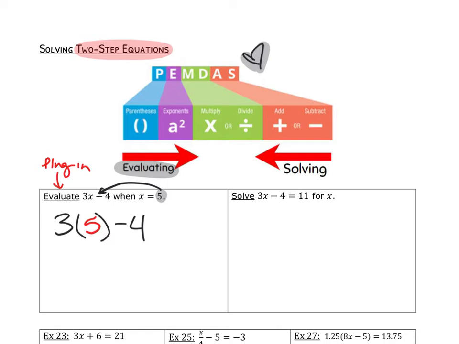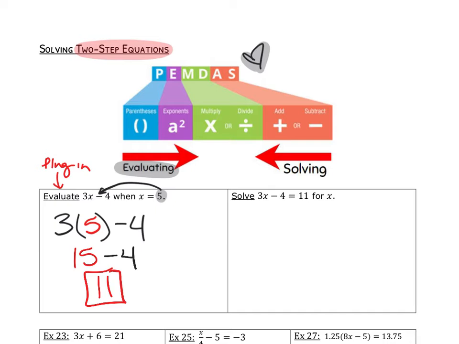Is there anything inside that parentheses I need to take care of? Can I reduce the parentheses at all? No. Are there any exponents? No. Can I multiply or divide something? Yes, the 3 times the 5, right? It's going to give me 15. And then I can add or subtract, right? 15 minus 4, that's 11. That's what we did when we evaluated functions. We plugged it in, and then we evaluated. We used PEMDAS.